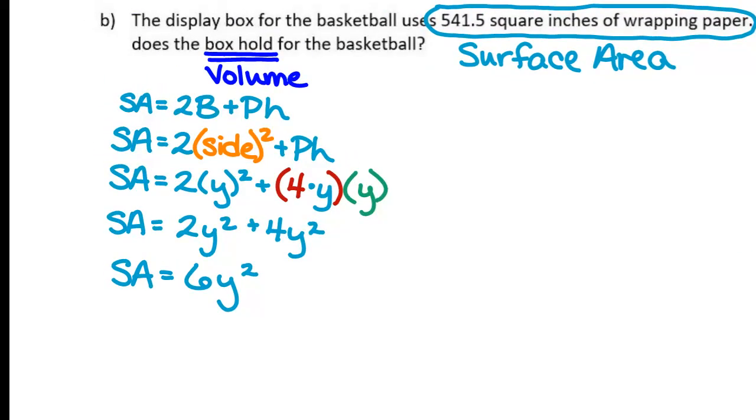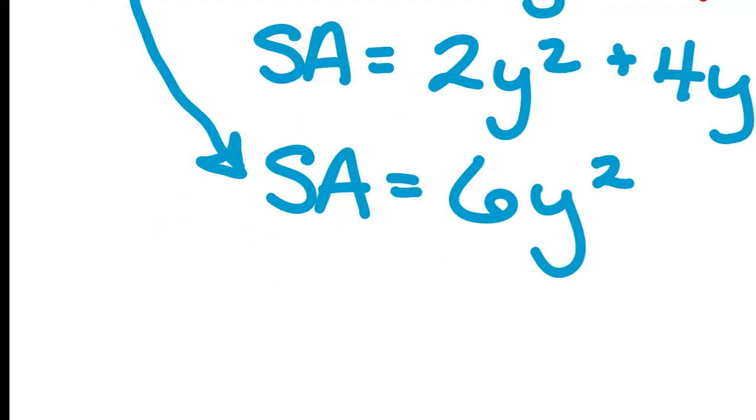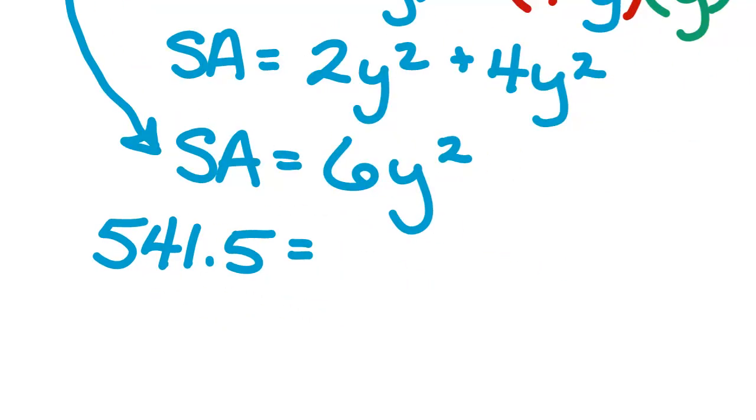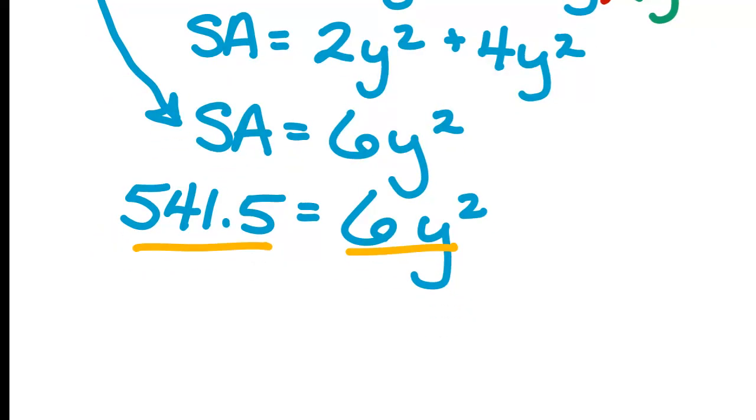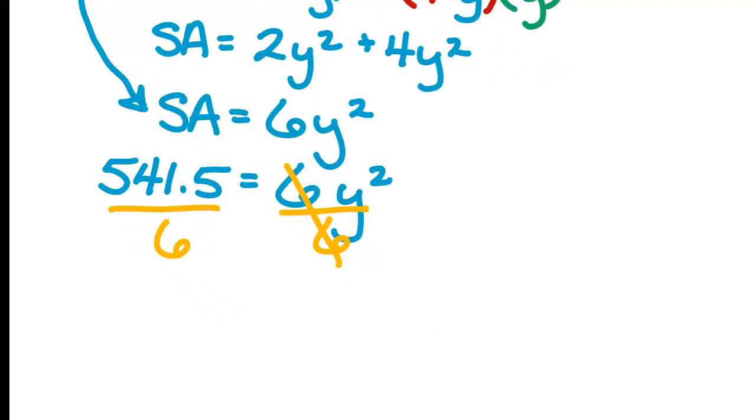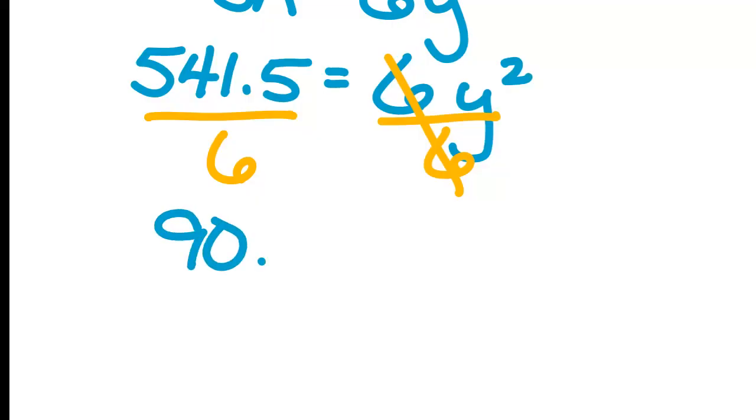I can take this surface area of 541.5, put it in the place of the SA. 541.5 equals 6Y squared. And what would I do from here now? Divide both sides by 6. Not 6Y squared, just the 6. We want the Y all by itself, so I'm leaving the Y in place. What is 541.5 divided by 6? 90.25 equals Y squared.